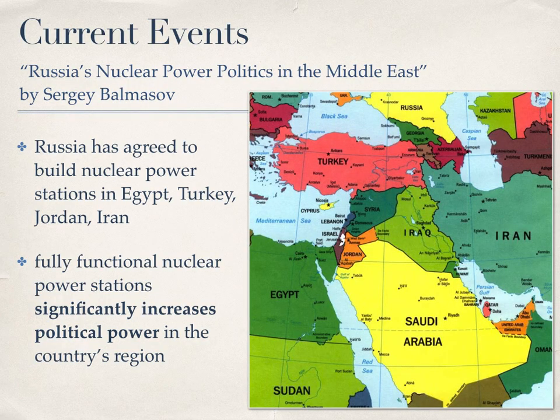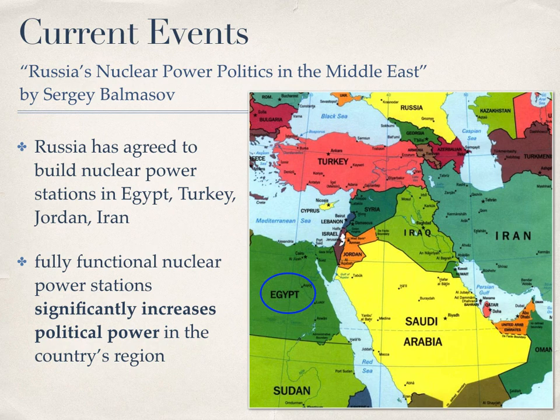Our current event article, Russia's Nuclear Power Politics in the Middle East, was written on September 21, 2017 by Sergei Balmasov. Sergei Balmasov is the senior analyst of the Center for Crisis Society Studies. He is an expert of the Middle East Institute Russian International Affairs Council. Egypt recently sought assistance from Russia in its nuclear energy ambitions.